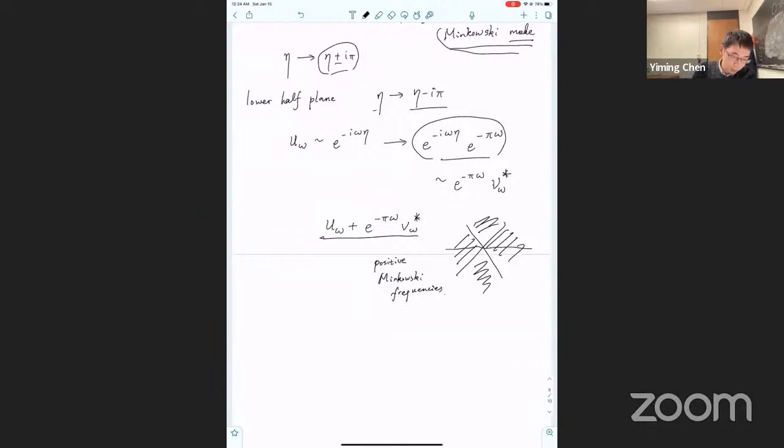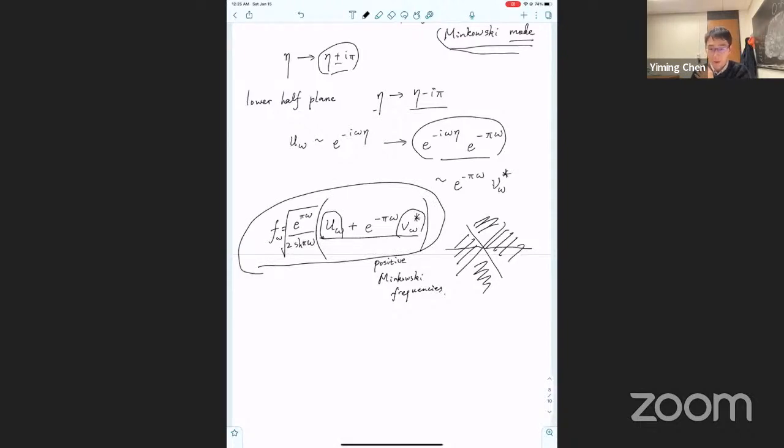Okay, so let me call this function f, f omega. And let me also normalize it. So let's say that both the u and v functions are normalized to delta functions using the Klein-Gordon norm. Then there will actually be a coefficient multiplying this combination, let me just write that down, which will be e to the pi omega divided by 2 sinh pi omega, okay? So this is one of the mode functions that we have argued. It involves only positive Minkowski frequency.